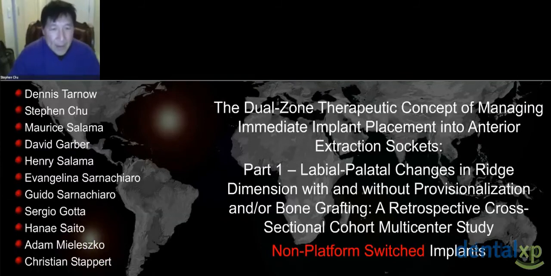Now, Henry has called this the dual zone therapeutic concept of managing these extraction sockets. Part one would be contour changes of the ridge. Part two would be peri-implant soft tissue thickness, and part three would be tissue discoloration. Again, it's a retrospective cross-sectional multi-center study on non-platform switched implants. So we're looking back in time.